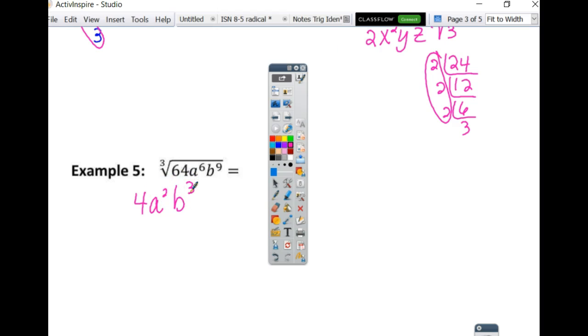So you should have gotten 4, a to the second, b to the third. Okay, what's the index this time? 3. So how many did you circle? 2 sets of 2's, which is 2 times 2 is 4. It's not a square root. It's a cube root.